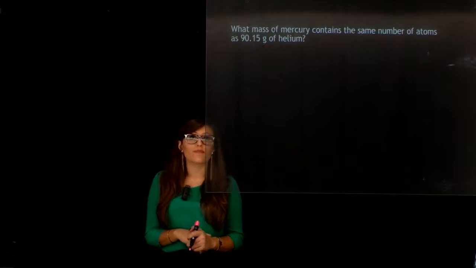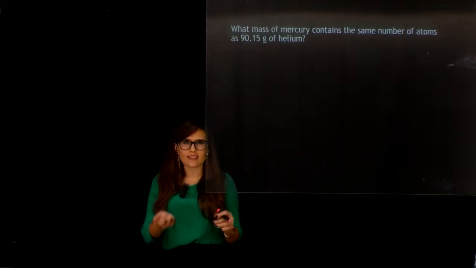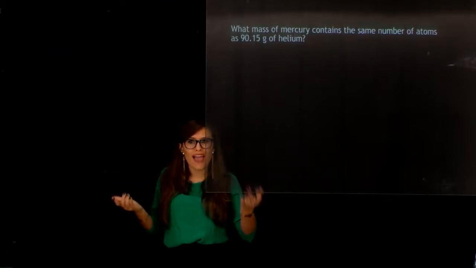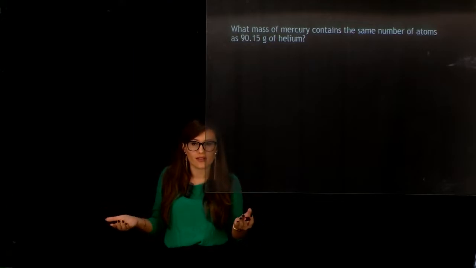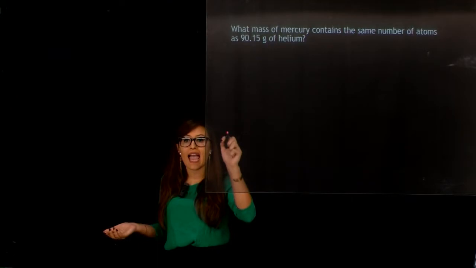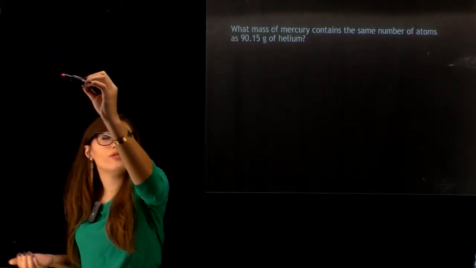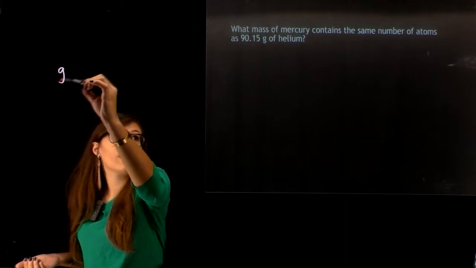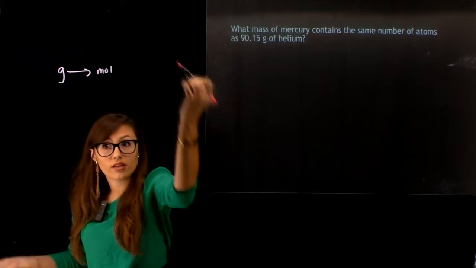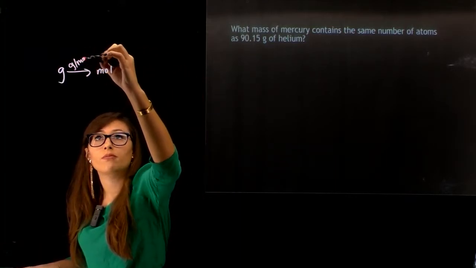The following problem states: what mass of mercury contains the same number of atoms as 90.15 grams of helium? This question is a little convoluted in the sense that it's asking for a mass of mercury, but it contains the same number of atoms as this mass of helium. So in order to approach this problem, we need to find out how many atoms are in this mass of helium. And in order to do that, we have to go from grams to moles by using the atomic weight of helium, which has units of grams per mole.